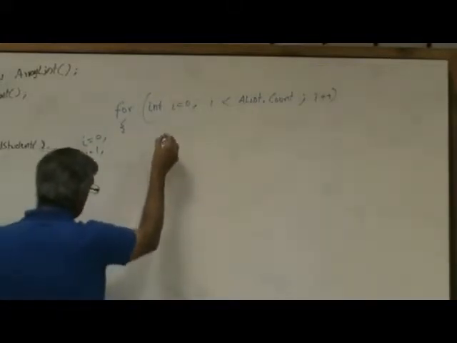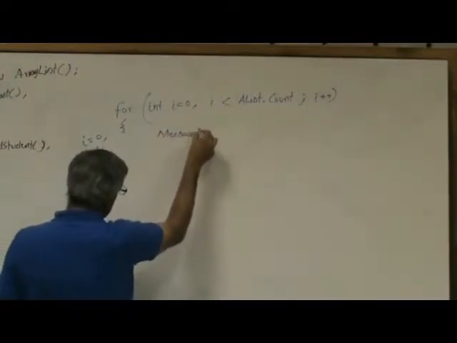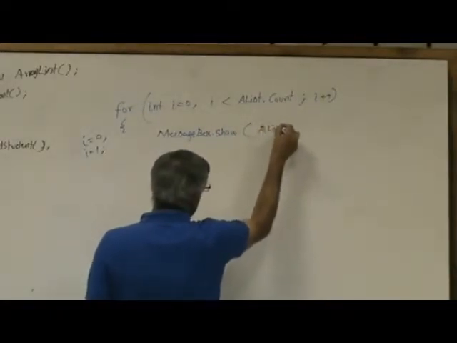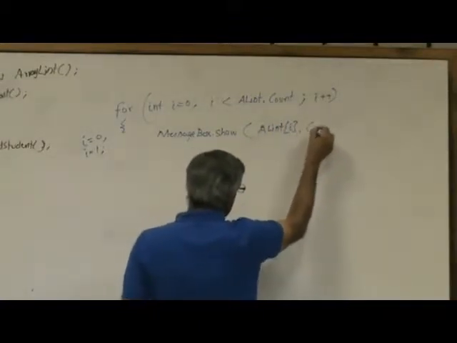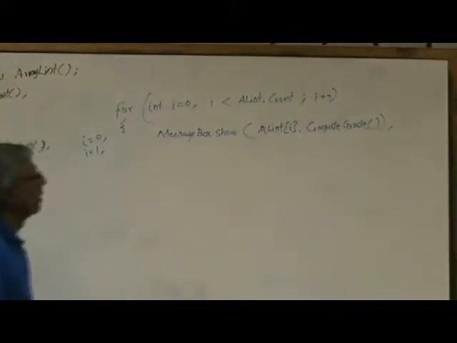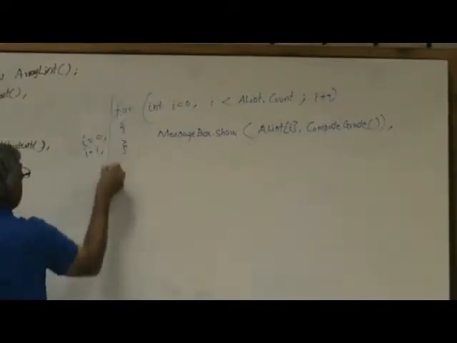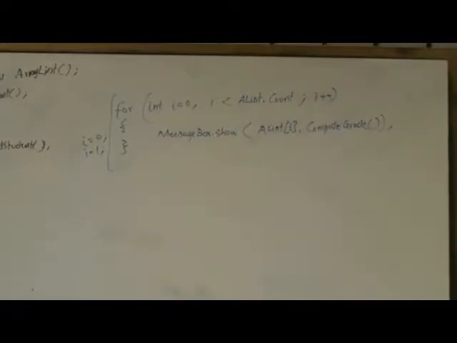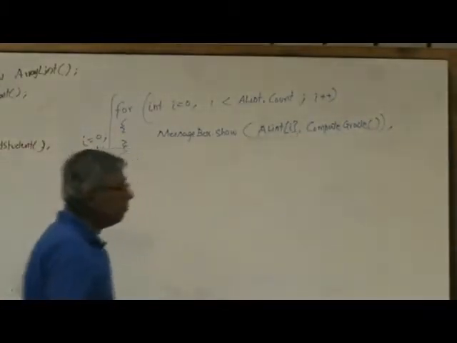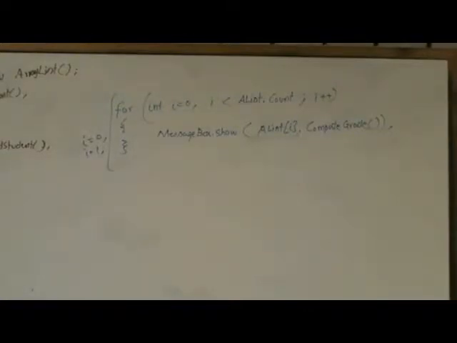right? So what if I did something like this, message box.show a list of I compute grade, what will happen? Will this code compile or won't even compile? Okay. What data type is a list of I? Object. Remember, anything that's stored in the array list becomes an object, so it's an object. Does an object have a compute grade method? So the code won't even compile, right?